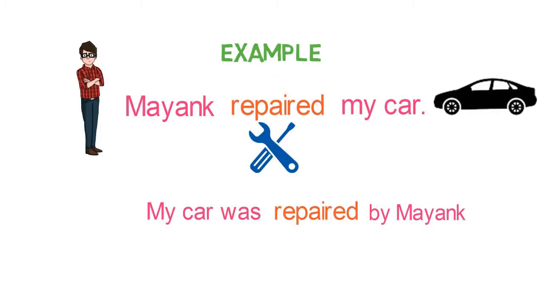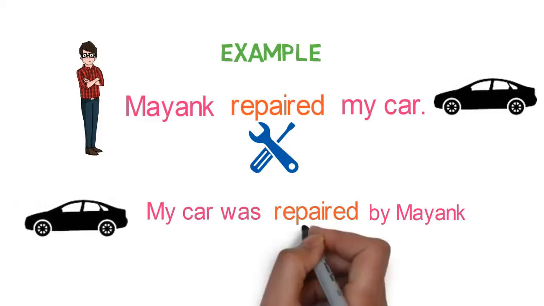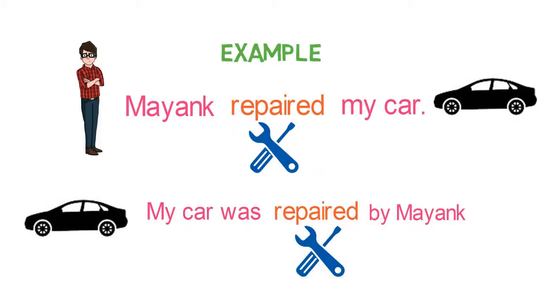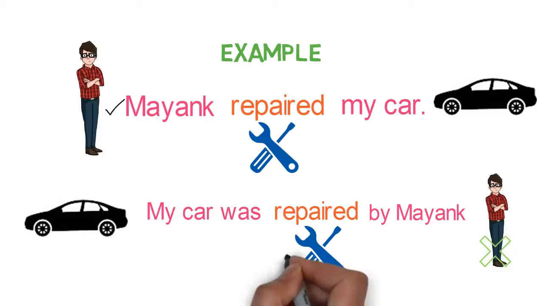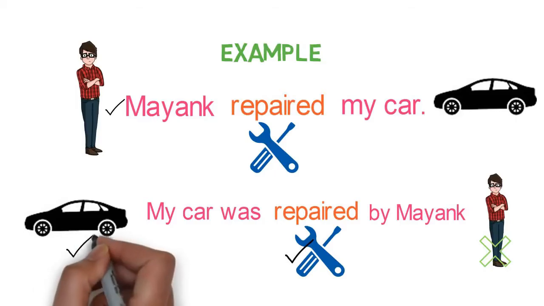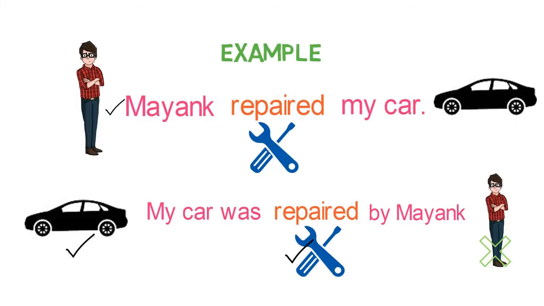Who had done the action? Mayank. Here Mayank is the subject, repaired is the action, and my car is the object. So the passive is: my car was repaired by Mayank. That means the car was, who is the receiver, who got repaired? The car, isn't it? The car was the receiver. The car was repaired by Mayank.